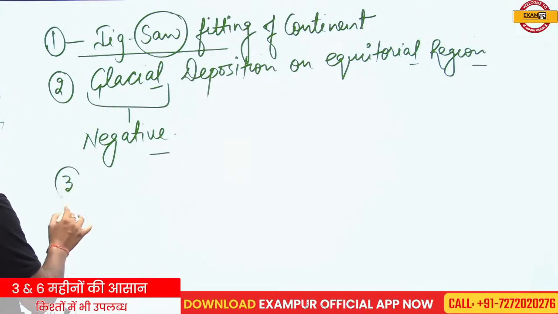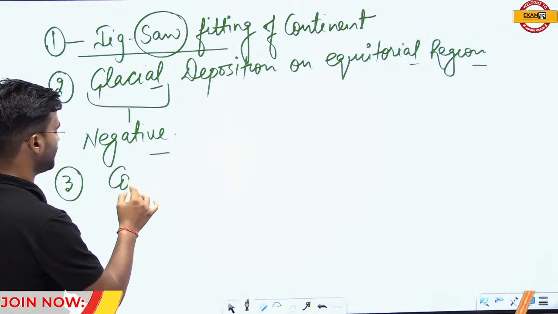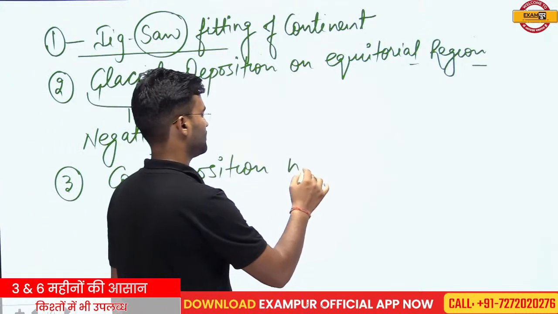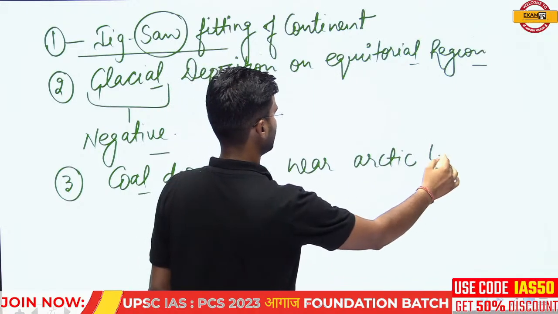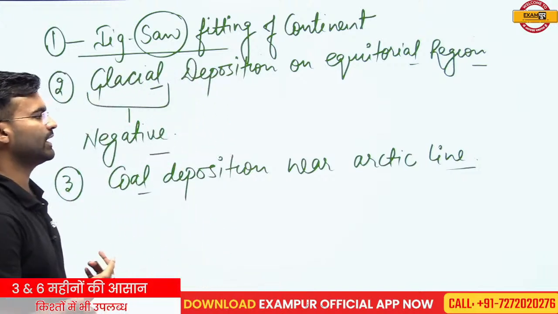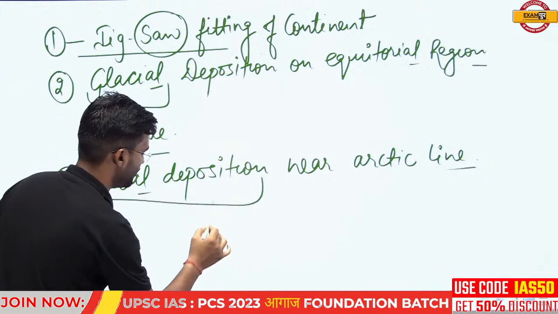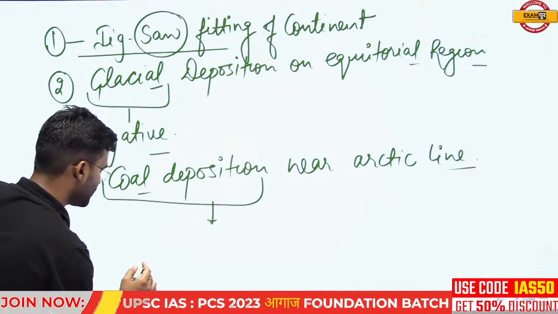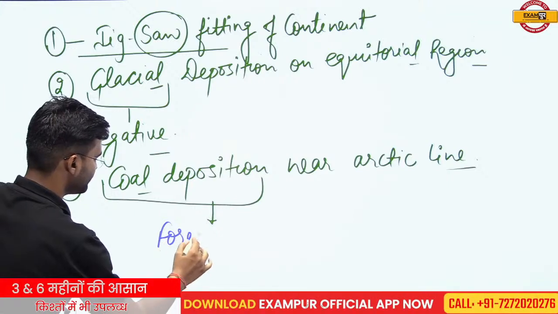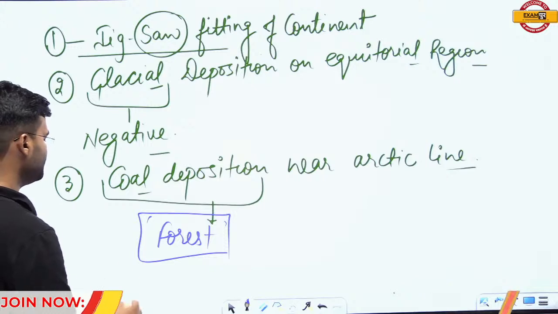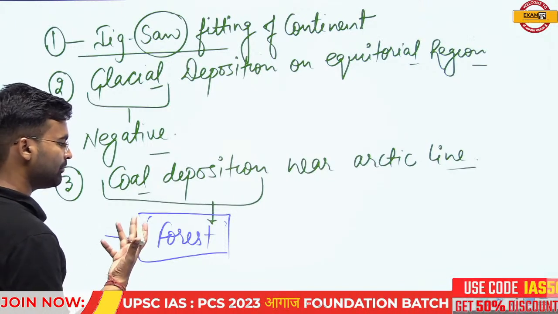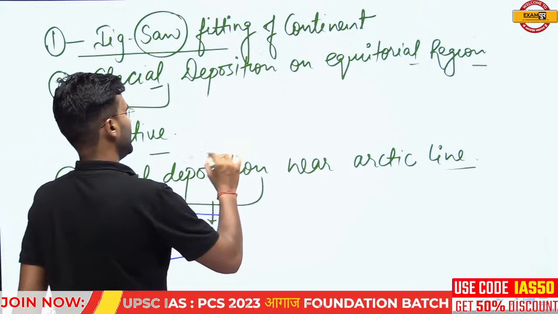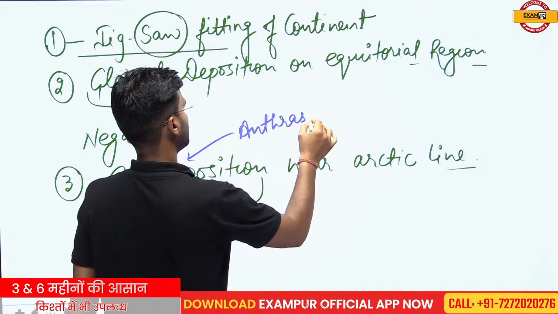And the third point: at the present time, coal deposition is found near the Arctic line. If coal deposition is found in any place, then what can you conclude? You can conclude that a forest region was present, because coal was formed by the conversion of forest, or you can say hard biomass, into coal. The quality of the coal is anthracite.